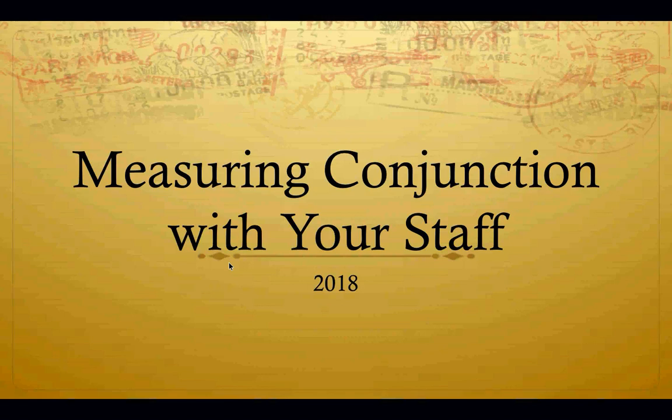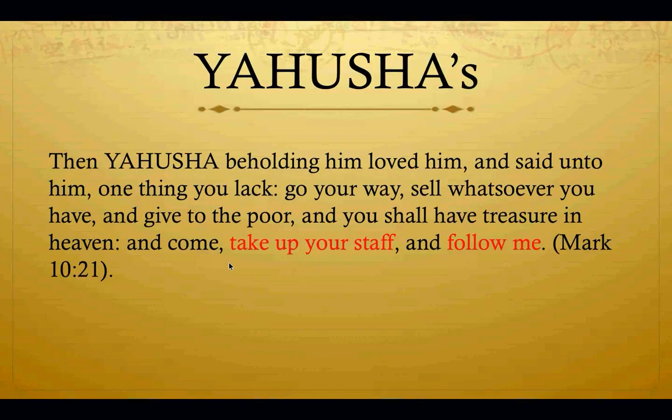So here we have measuring conjunction with your staff. I just use this as kind of an introduction to what YAHUSHA was saying. He was talking about part of what it means to follow him. He says, then YAHUSHA, beholding him, loved him, and said unto him, one thing you lack, go your way and sell whatever it is you have, and give to the poor, and you shall have treasure in heaven, and come and take up your staff and follow me.